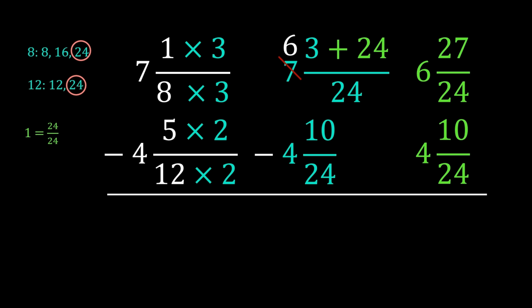Looking at my numerators, 27 minus 10 is 17. My denominator of 24 remains the same. Then I subtract my whole numbers. 6 minus 4 is 2. Now I need to check and see, do I need to simplify? Well, 17 and 24 don't share any common factors, so 2 and 17 24ths is my final answer.